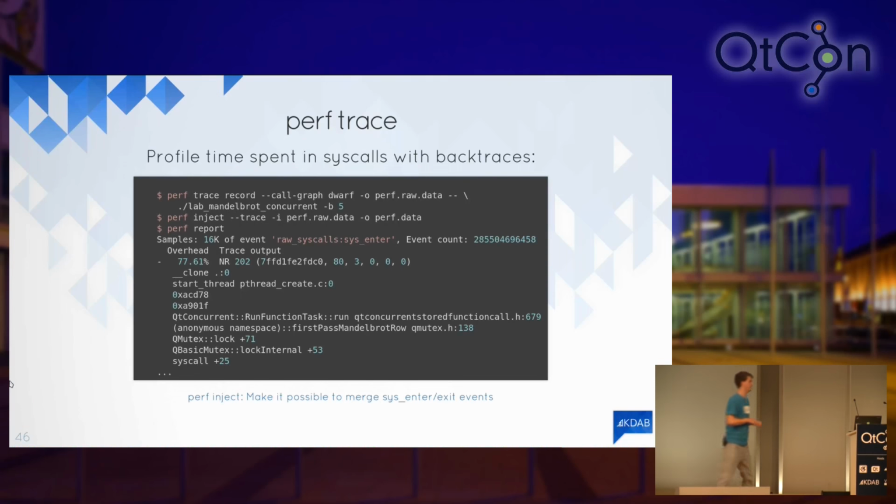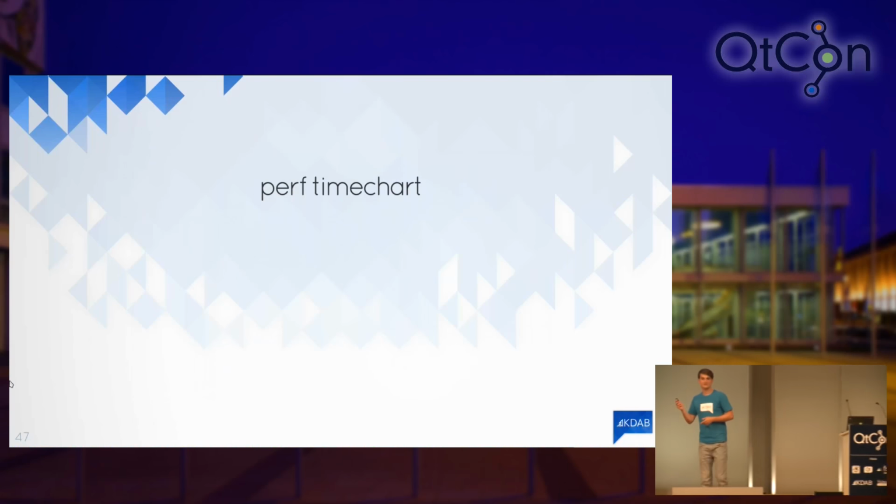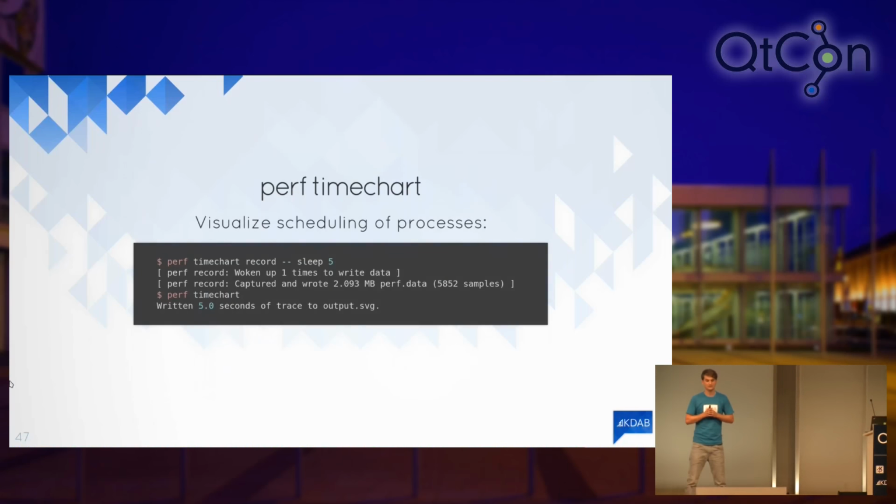And I think I'm running out of time, which is a pity, because I have more interesting stuff you can do. Perf timechart is then the last thing I will show. Perf timechart allows you to trace the whole applications on your machine for a certain time.